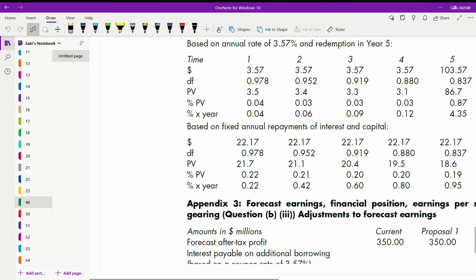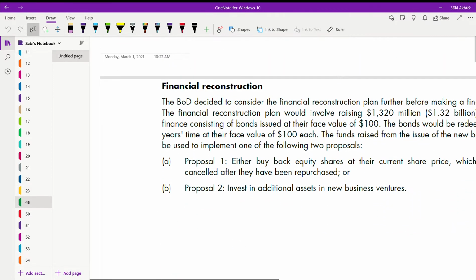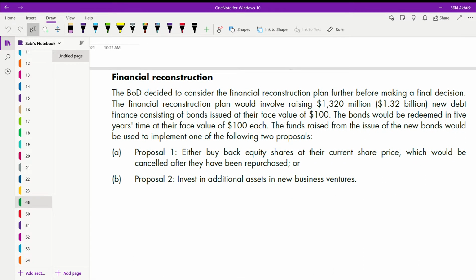So starting with 48, right? It's a big case study. I'm not able to put all the case study, even though this looks very shocking, right? Why financial reconstruction? Because I told you investment appraisal can come in any topic. It will combine and come in mergers and acquisitions. It can come in your exchange rate risk management. It can come in your reconstructions or reorganizations, right?